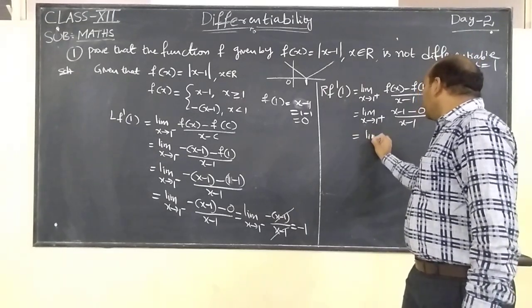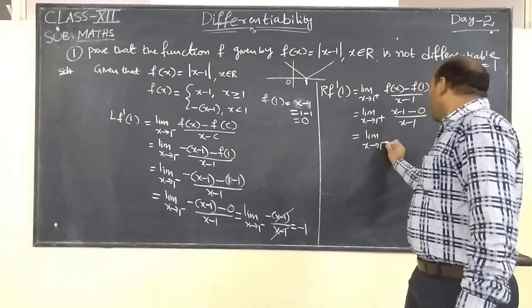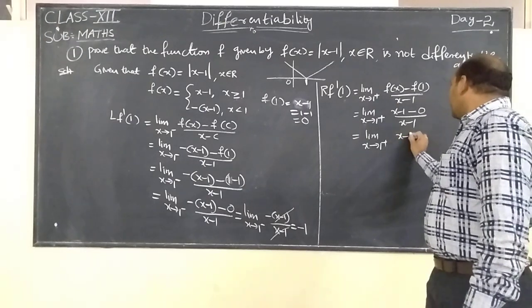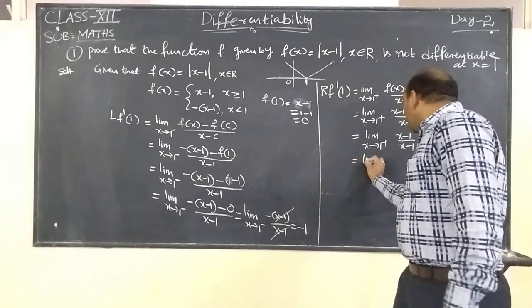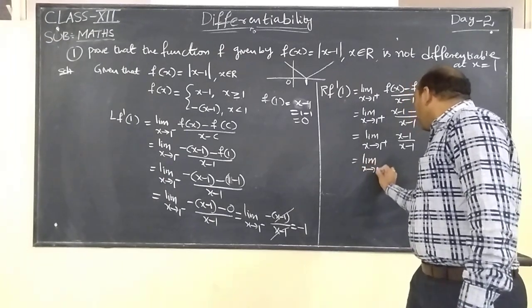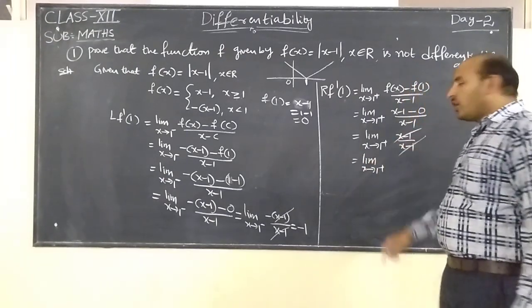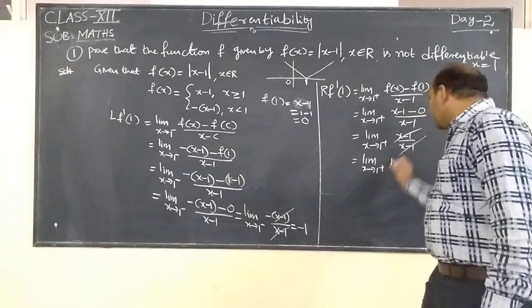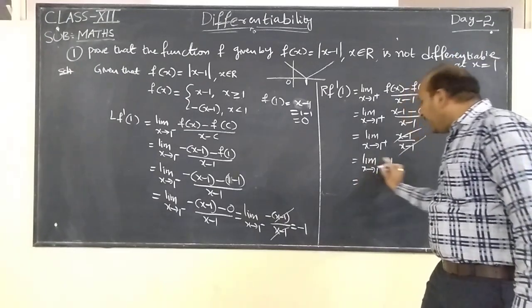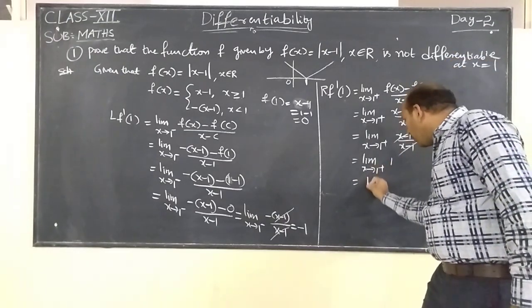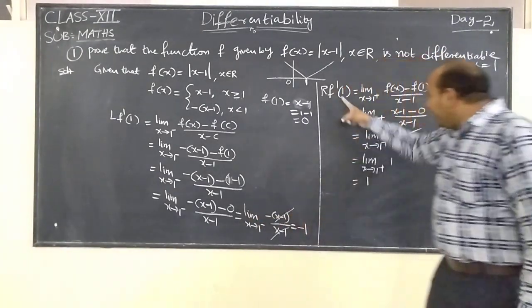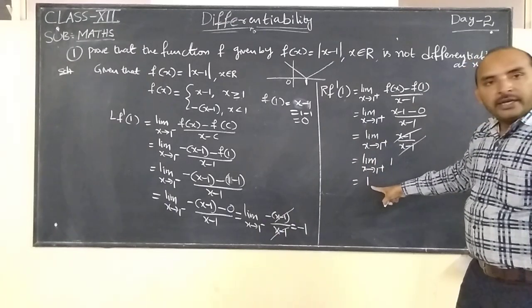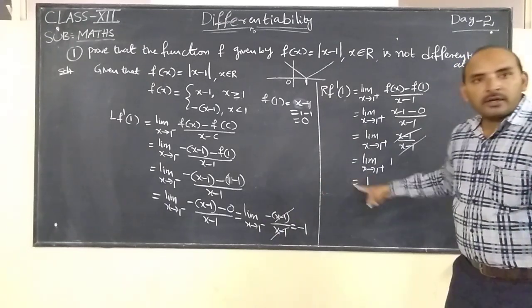So the limit as x tends to 1 plus of x minus 1 divided by x minus 1, which is equal to the limit as x tends to 1 plus, numerator and denominator both are cancelled. You can write it as 1. So the limit of the constant function is also 1. So for the left hand derivative, value how much? Minus 1. Right hand derivative at the point 1 is 1. So both are not equal.